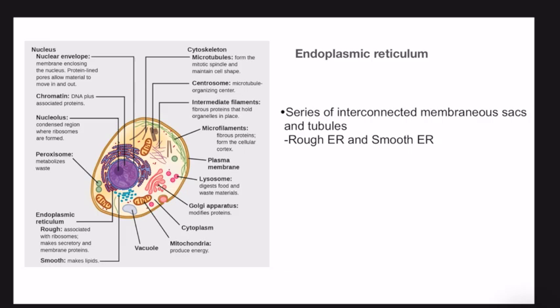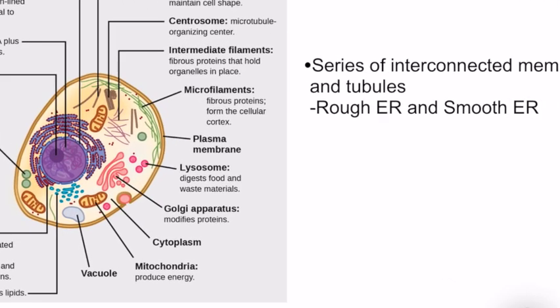Endoplasmic reticulum. This is a series of interconnected membranous sacs and tubules that is basically continuous with the nucleus. Right outside the nucleus, you will see the endoplasmic reticulum. And the endoplasmic reticulum comes in two kinds: rough ER and smooth ER. So, what's the difference? The rough ER is surrounded by ribosomes.